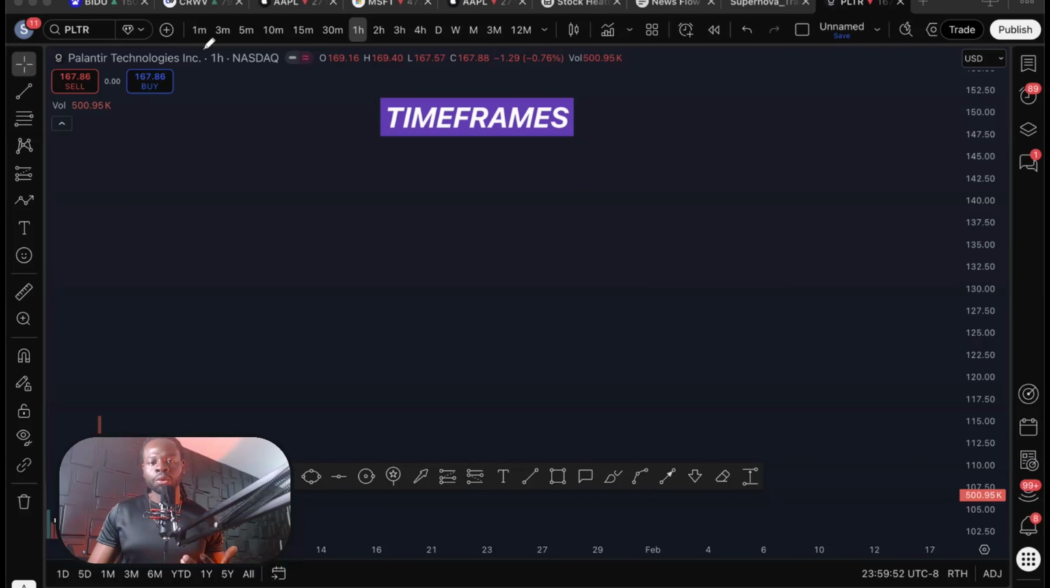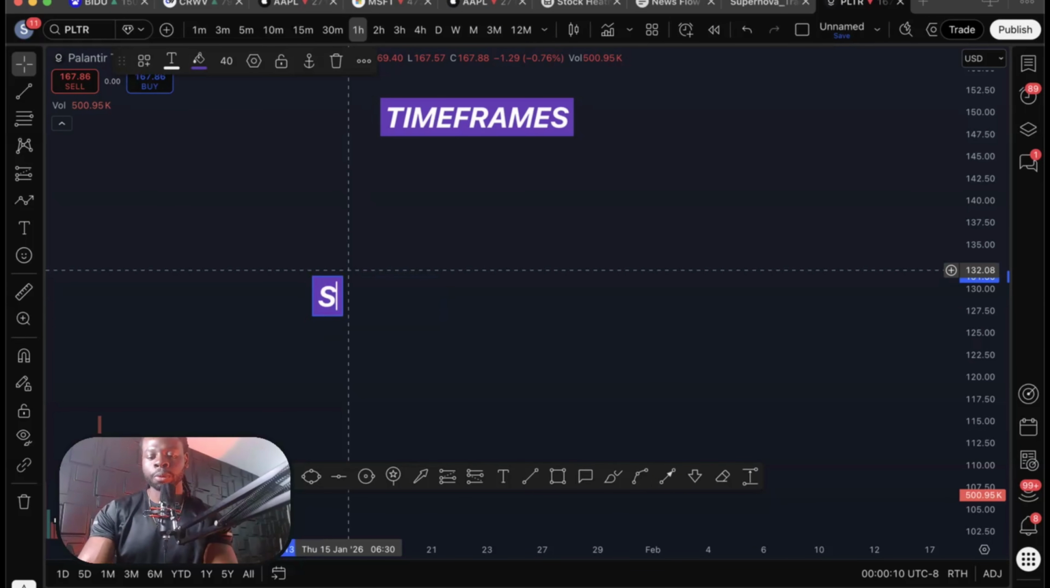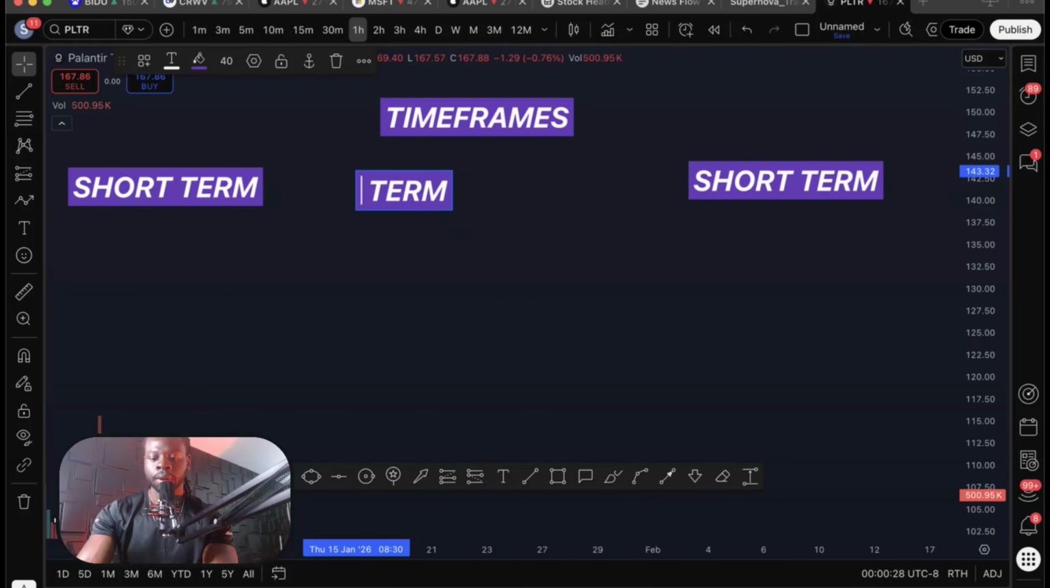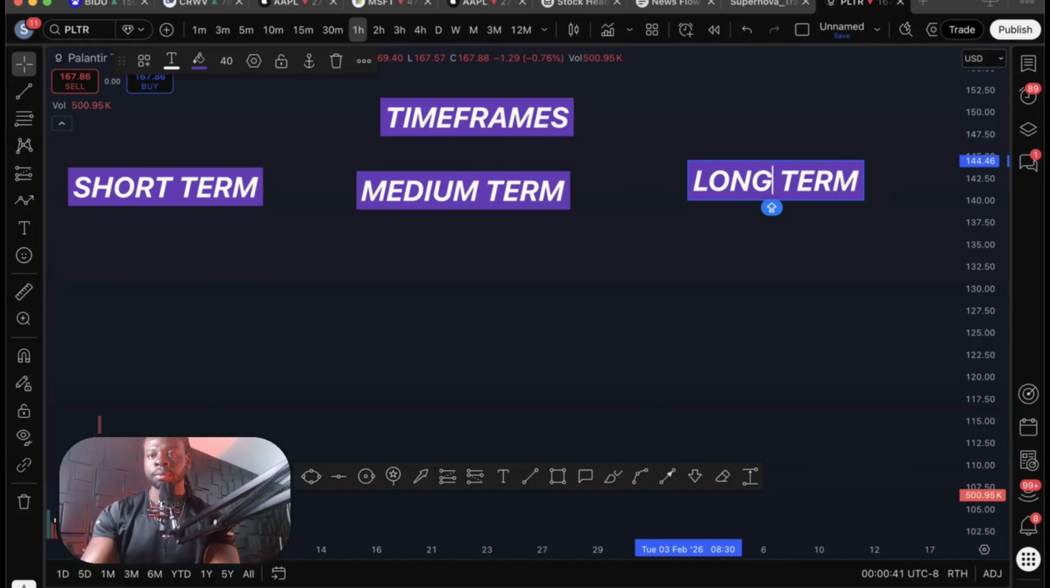So let's talk about the different lengths in general. You can see here I have a 1 minute. First, let's categorize time frames in general. We have short term, medium term, and long term time frames.